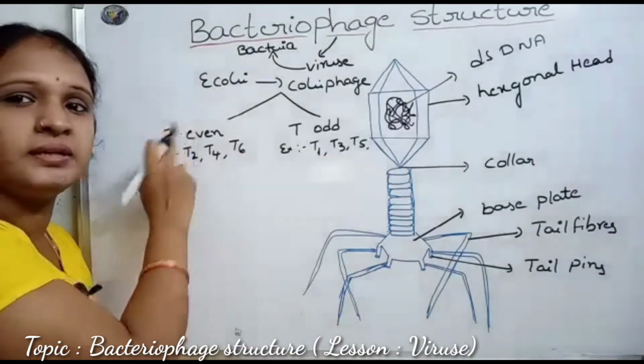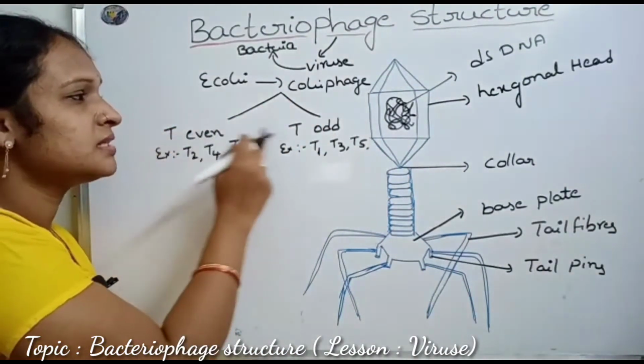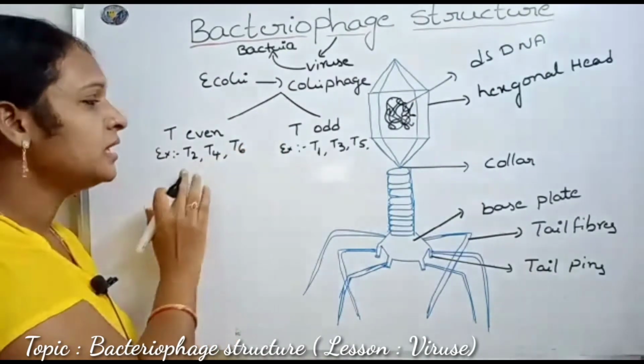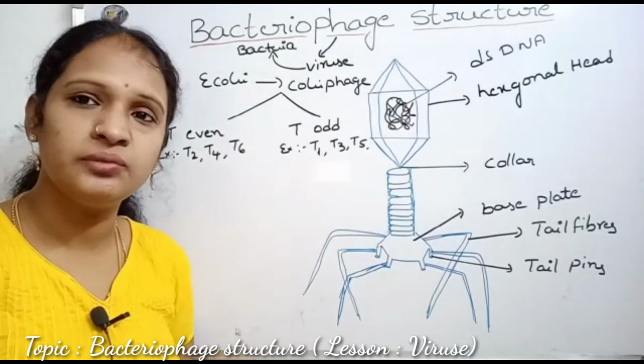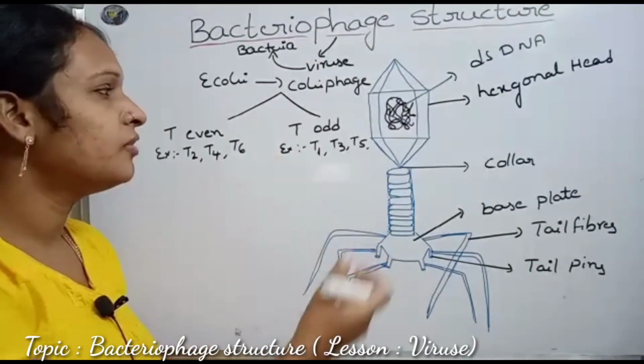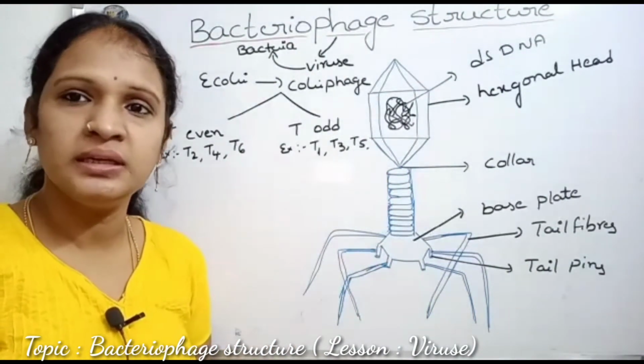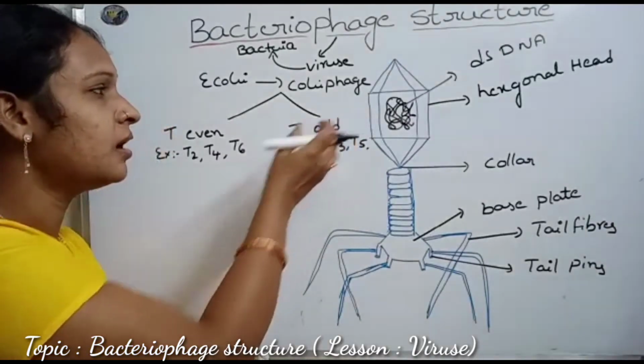Coliphages are classified into two types, T even phages and T odd phages. T even phages, that means even numbers, for example T2, T4, T6. T odd phages, for example T1, T3, T5.